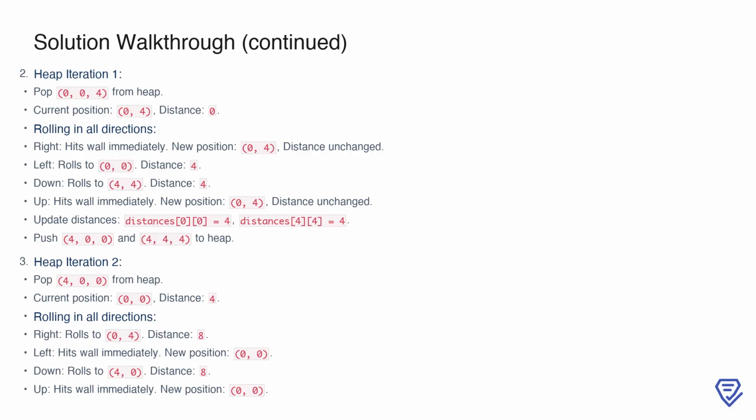Rolling upward hits a wall immediately, leaving the position and distance unchanged. The distances array is updated to reflect the newly calculated distances. Distances[0][0] equals 4 and distances[4][4] equals 4. These new positions are added to the heap as (4, 0, 0) and (4, 4, 4).